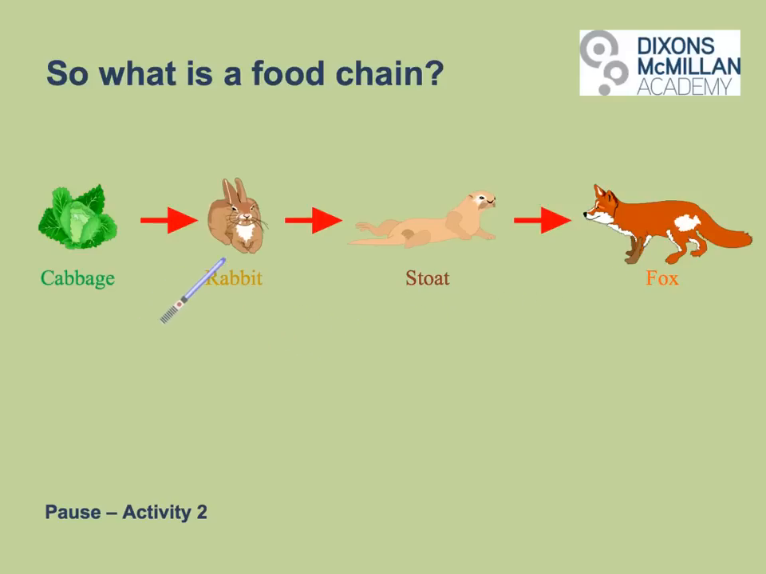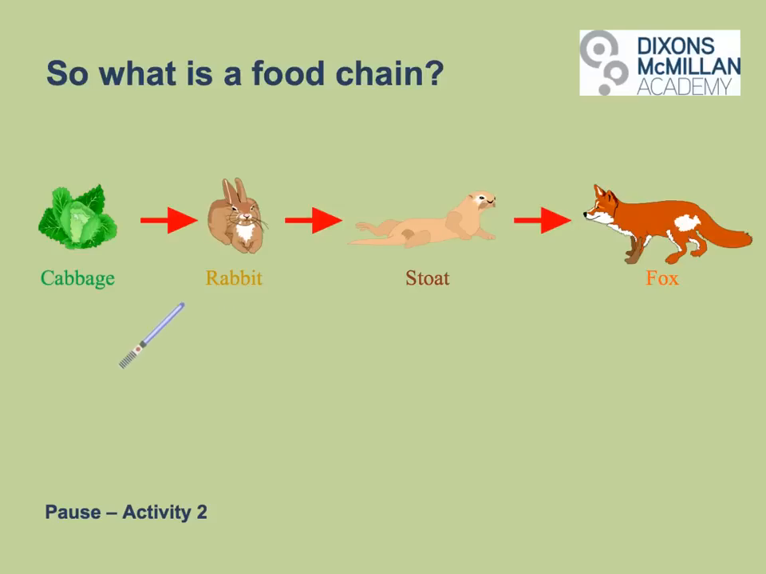Now, we call the rabbit the consumer. It is actually the primary consumer, primary meaning first. So it's the first consumer and it eats the producer. We then have the stoat, which is the secondary consumer, and then you have the fox, which is the tertiary consumer. And tertiary just means third level. So it's the third level along. Okay?